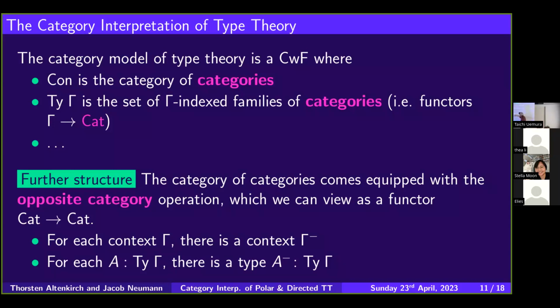So if we view a type in context gamma as a functor from gamma into Cat, then we can just post-compose it with this functor and get a new one. And so this is a kind of type negation operation. And notice that it stays within the same context. So within the types in a given context, we have this negation operation. And this is the feature that's mainly focused on in the existing literature, this kind of shallow type negation, or the shallow polarity.